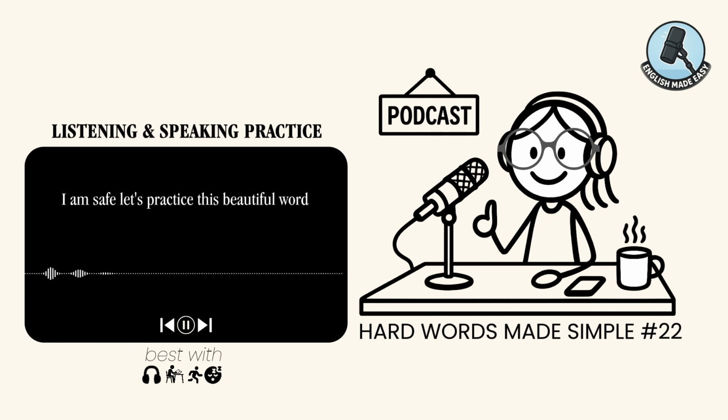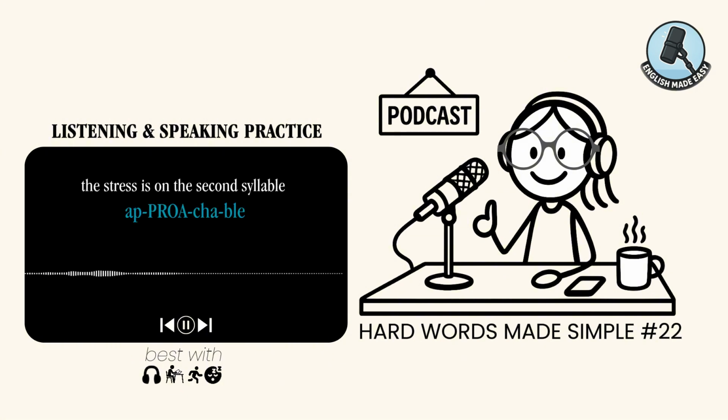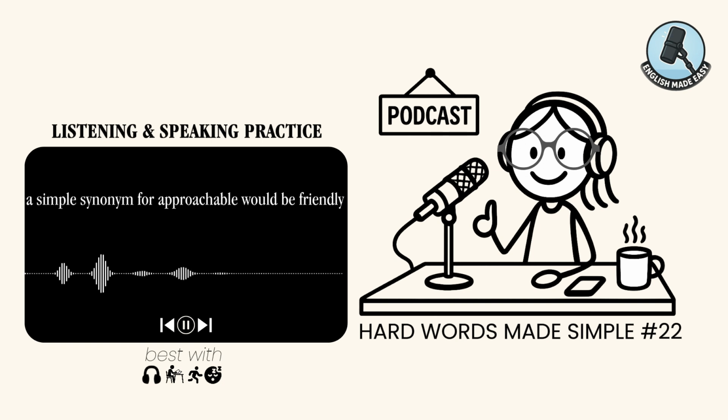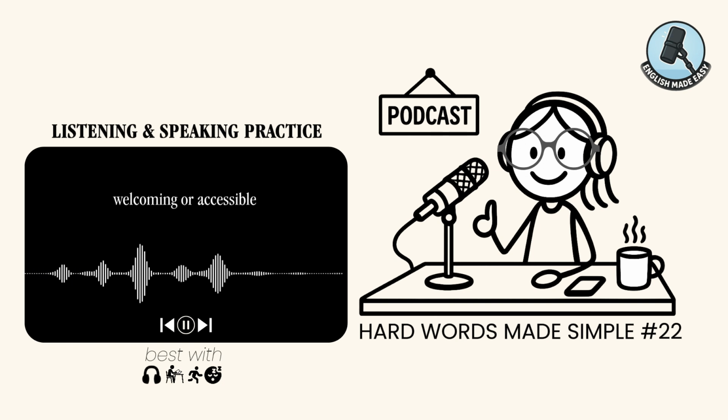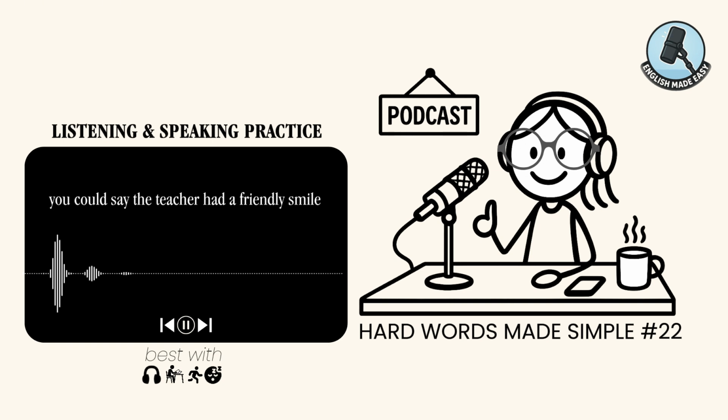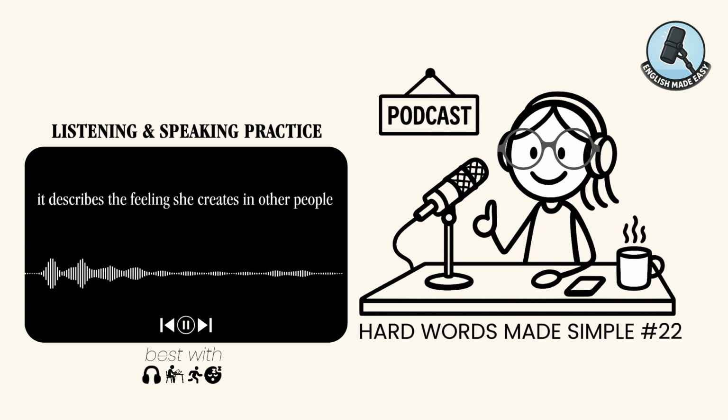Let's practice this beautiful word, approachable. The stress is on the second syllable, approachable. Say it with me, approachable. A simple synonym for approachable would be friendly, welcoming, or accessible. You could say, the teacher had a friendly smile. Or you could say, the teacher's smile made her seem very approachable. The second sentence explains the effect of her smile. It describes the feeling she creates in other people.